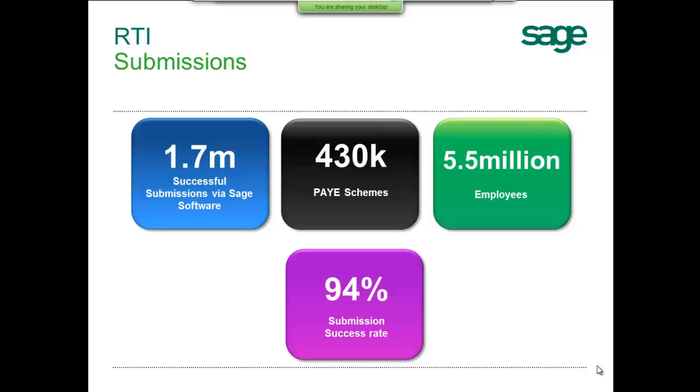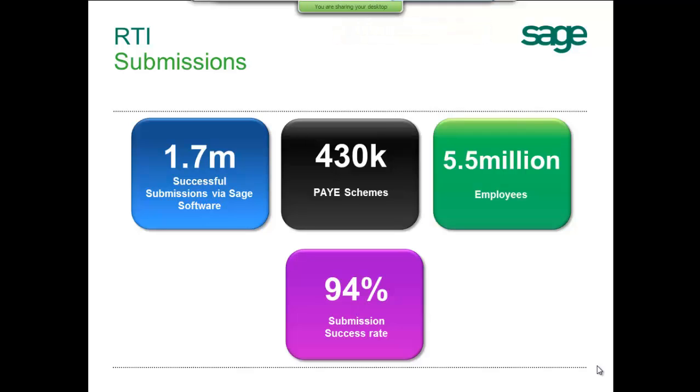As of last week, 1.7 million successful submissions under RTI, equating to about 430,000 schemes and 5.5 million employees, and currently at the time was a 94% success rate. Just waiting for the statistics to be updated post 19th of May, because obviously those figures will go higher than that. But all in all, we're pleased with the way it's gone. Customers seem to be very pleased with the way it's gone.